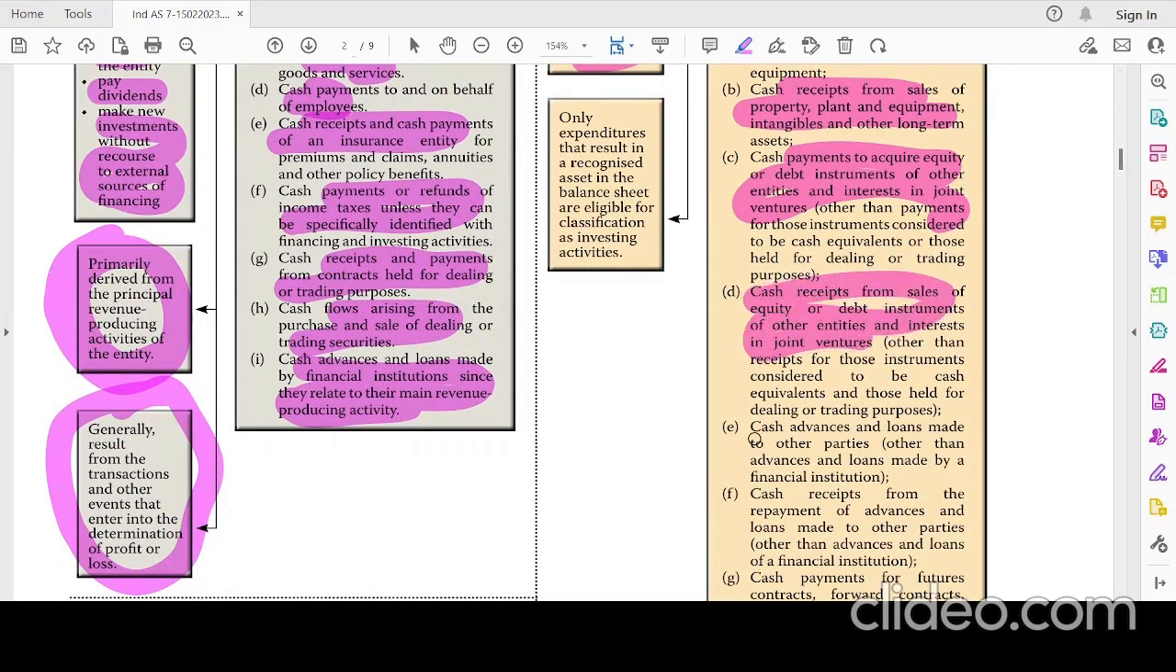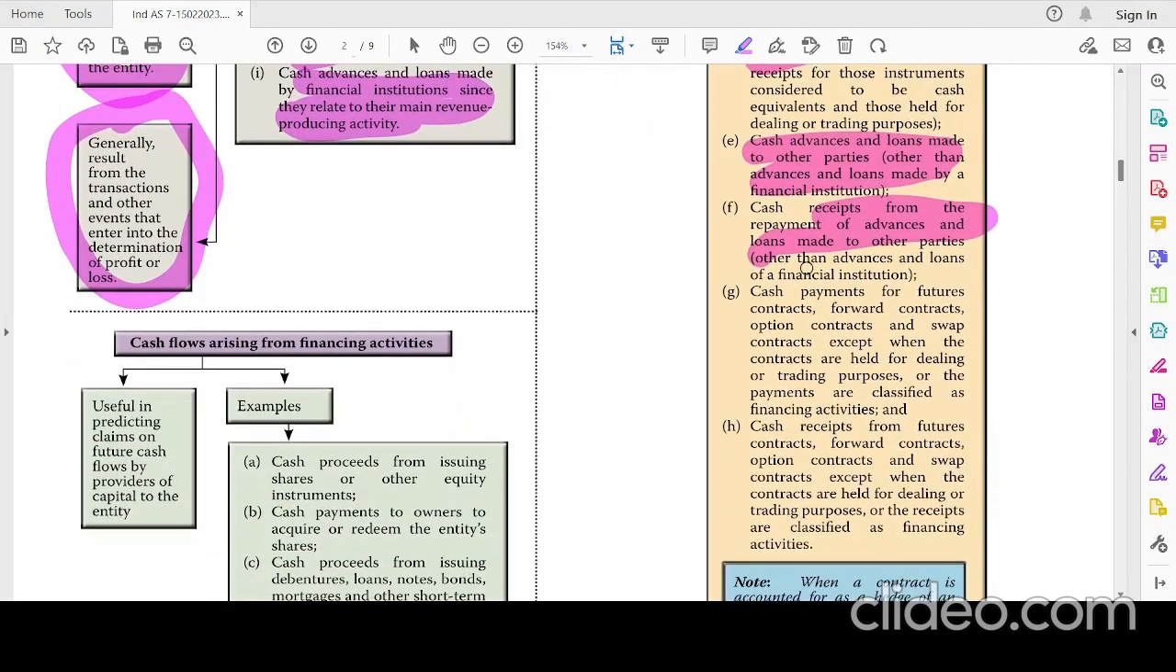Then cash advances or loans made to other parties, other than the loans which are given by a financial institution. For a financial institution, it forms part of operating activity. For others, loans and advances will form part of investing activity. Cash receipts from the repayment of loans and advances. Cash payments for future contracts, forward contracts, and so on. Then derivative contracts, something like that, which are held for trading.